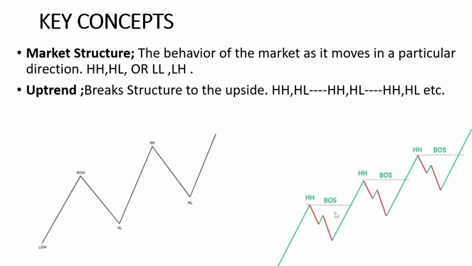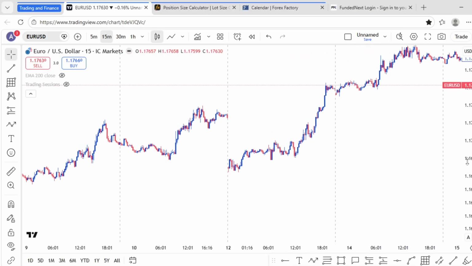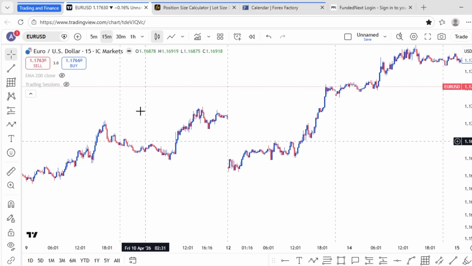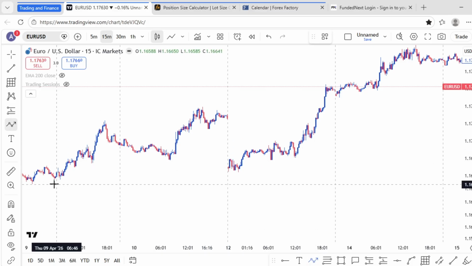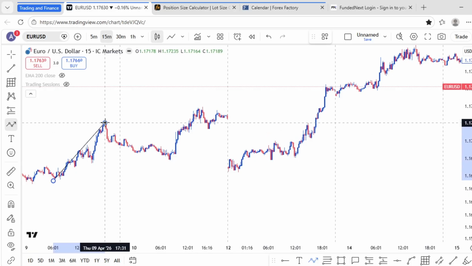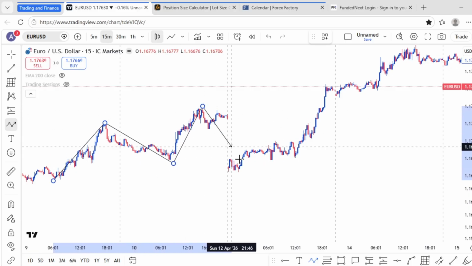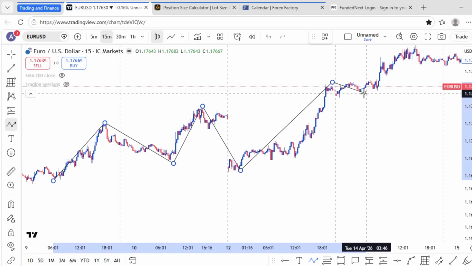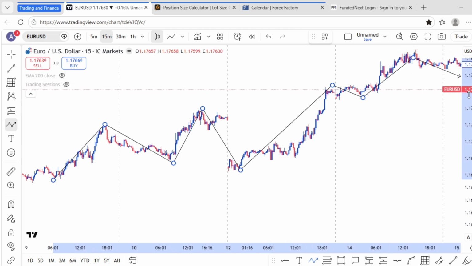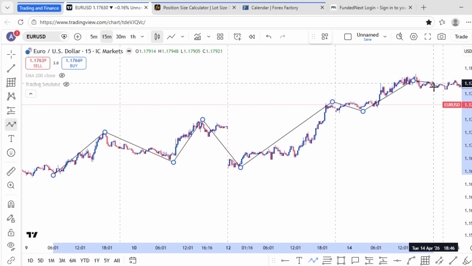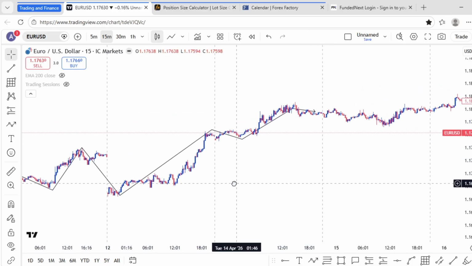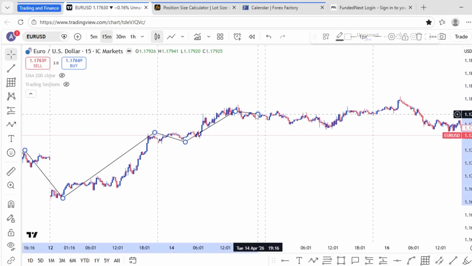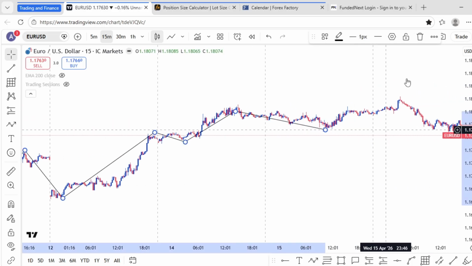Let me show you with a real chart example. As you can see here, this is EURUSD on a 15-minute time frame, and it's obvious that the market is creating a higher high, higher low, higher high, higher low, higher high, higher low, higher high, and it continues like that. Once you see this kind of market structure, you should know that the market is going up, and it continues like that.